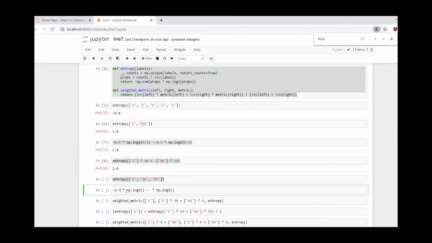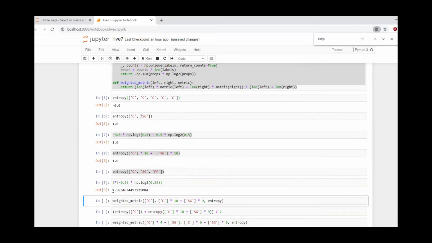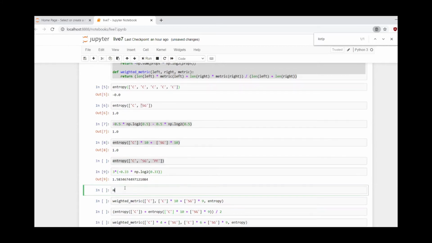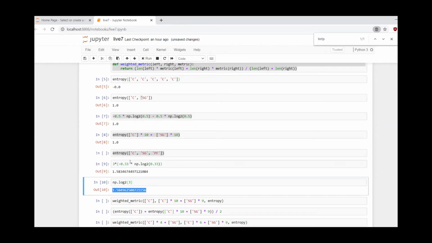Yeah, basically that. So the probability of one of these is 1/3, and I have 3 of them, so I sum that 3 times. So negative 0.33 log base 2 of 0.33, and then I have 3 of those. It's going to be slightly off because I'm using 0.33 and not 0.333333. But yeah, this is the same as np.log base 2 of 3. It's slightly off because I'm using 0.33 here instead of 1/3.